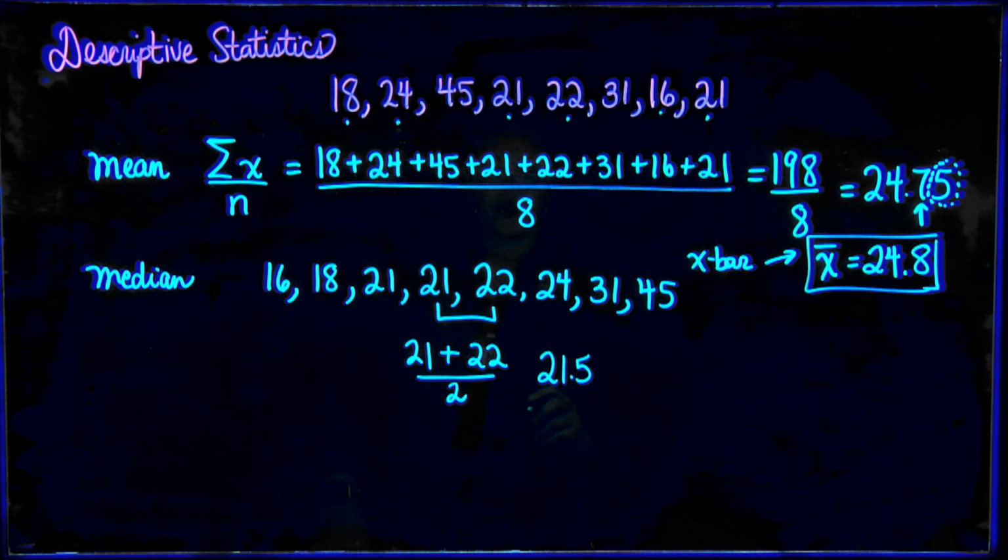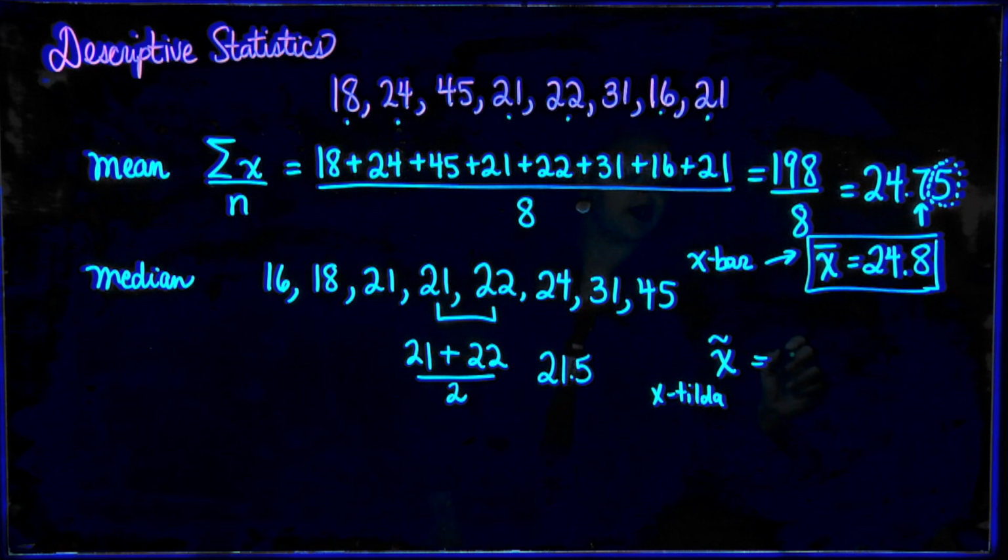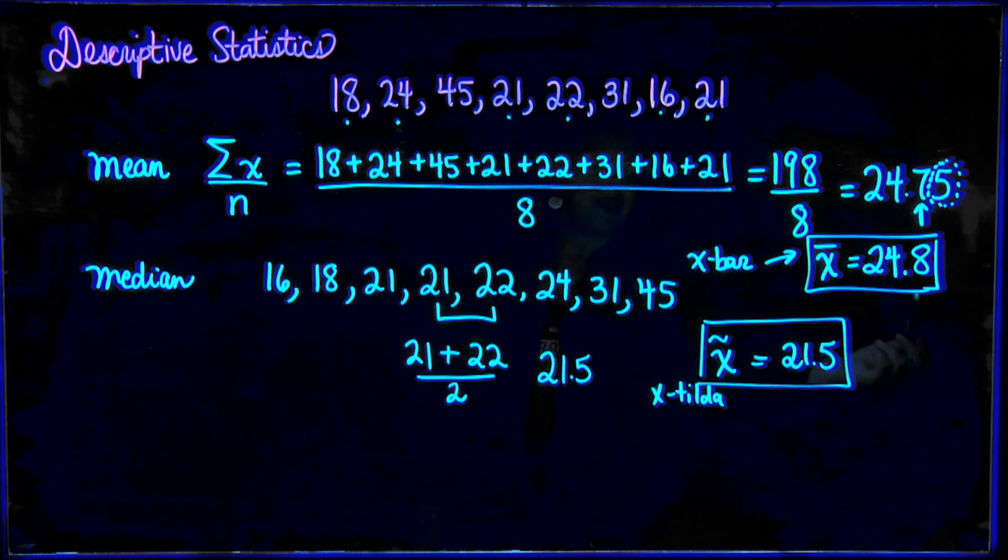and that would give me 21.5. And the notation for median is an X with, I call it a squiggly line, so don't quote me on that. But the proper name is X tilde. So X tilde is representing the median. And in our case, the median is 21.5. So the average hold time for this particular call center is 24.8 minutes. The median value is 21.5.